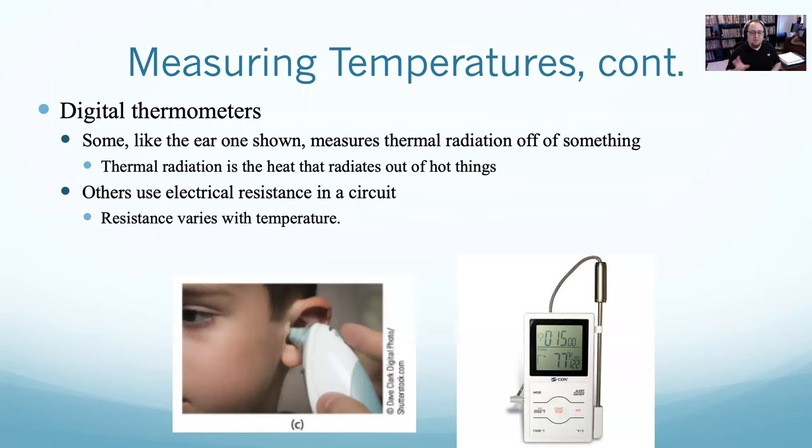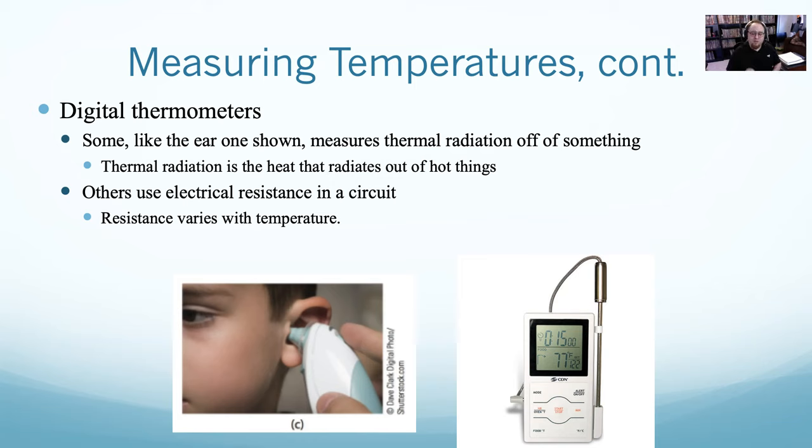Those are different. The in-ear thermometer to the left is the same as the ones where you stand and point at someone and measure the temperature from a distance, which I should add a photo of. That's kind of a newer thing. They measure the thermal radiation off a thing. They look at how much heat radiates from an object. We're going to talk about thermal radiation later on, I think on Wednesday. But all things radiate heat, and they just measure the heat that radiates off.